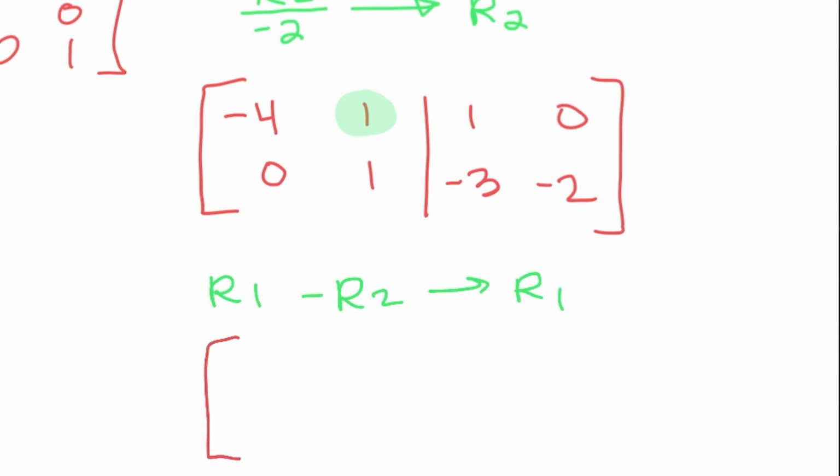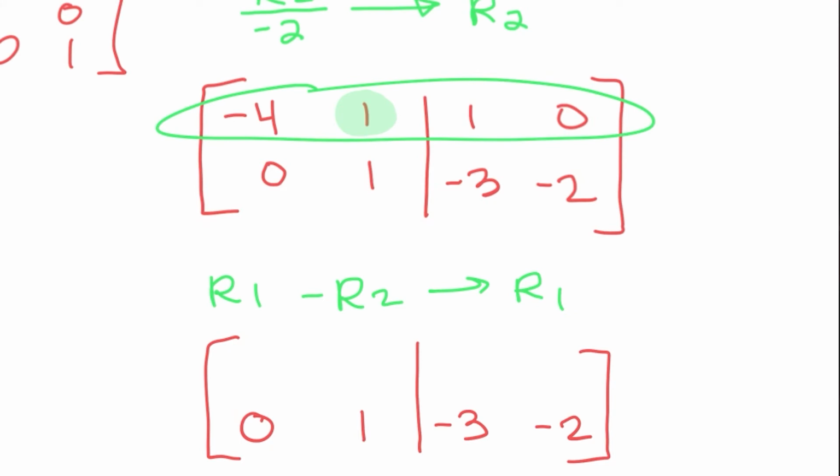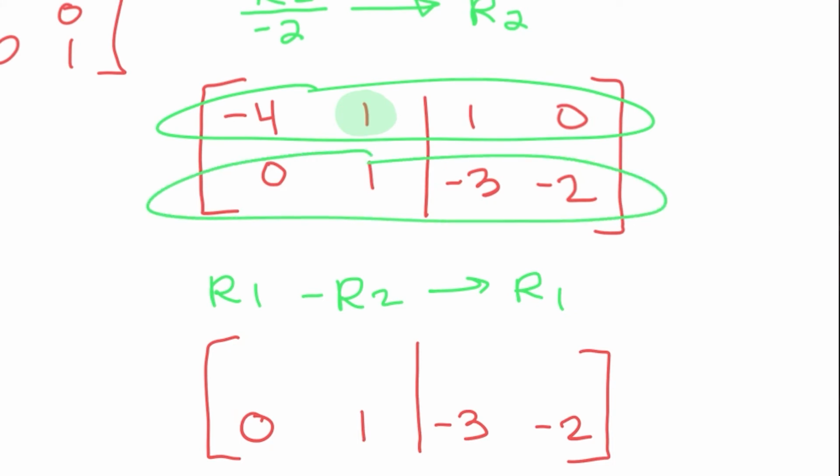So we are now not changing row 2 anymore. So that will stay 0, 1, -3, and -2. And then for my new row 1, we're just going to do this row minus this row. So -4 minus 0 is -4. 1 minus 1 is 0. 1 minus a -3 is 4. And 0 minus a -2 is +2.